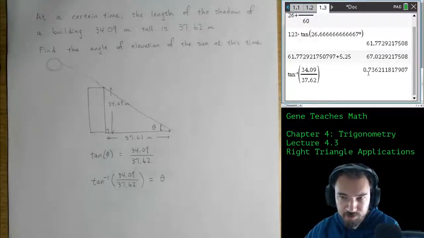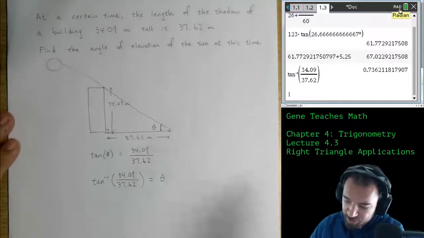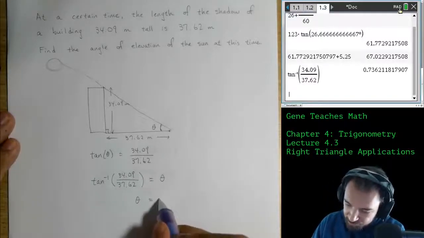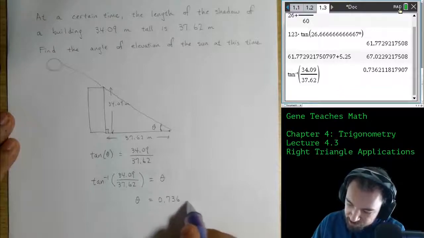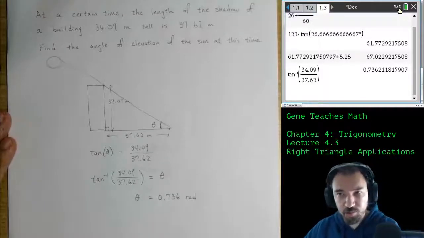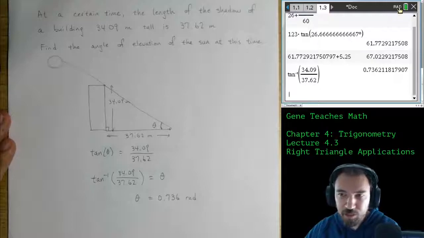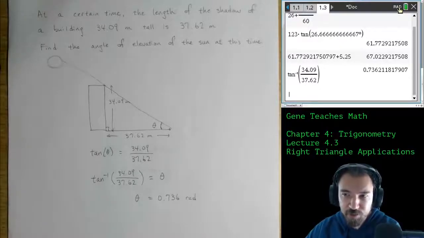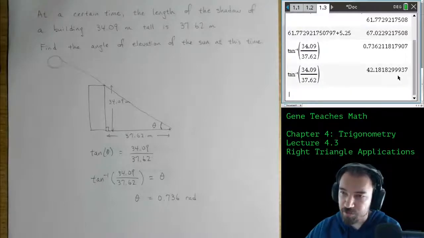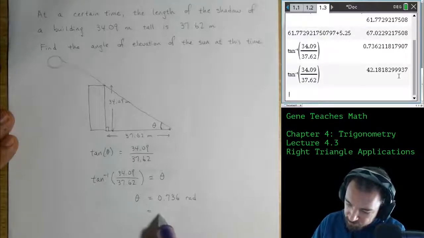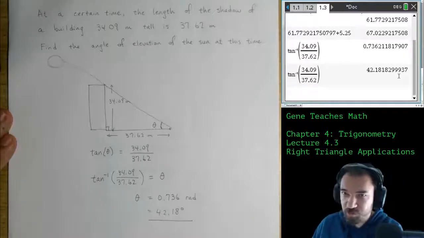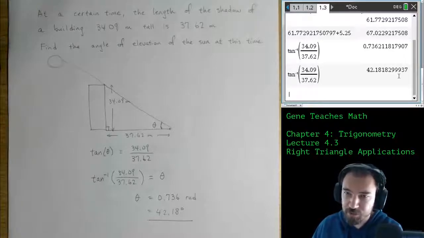Am I in radians or degrees? Oh, I'm in radians. So my answer, theta, that the calculator gave me is 0.736 radians. Is this what I wanted? Maybe, maybe not. Usually when we're dealing with right triangles, we prefer degrees. It's just a preference we have from a long time ago. I'm going to go ahead and change the mode to degrees and copy that over. I will have 42.18 degrees. Once again, arbitrarily rounded to 2 decimal places because I felt like it.